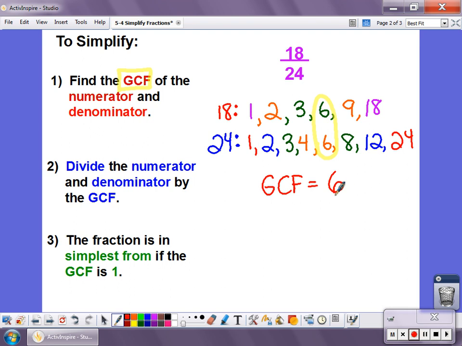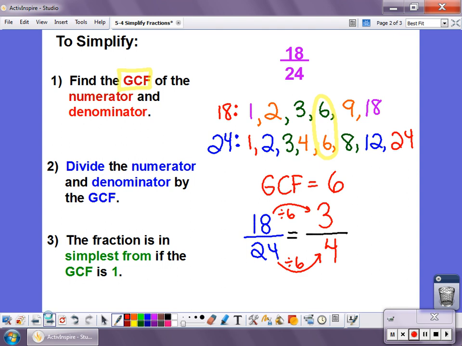Now my next step is going to be to use that GCF and divide both my numerator, which is 18, and my denominator by that GCF. What that'll do is create for me an equivalent fraction. So take this numerator, 18, and divide it by that GCF. 18 divided by 6 gives me 3. Then I'm going to take my denominator and do the same thing, divide it by my GCF. 24 divided by 6 gives me 4. So 18 over 24 in simplest form is 3/4.